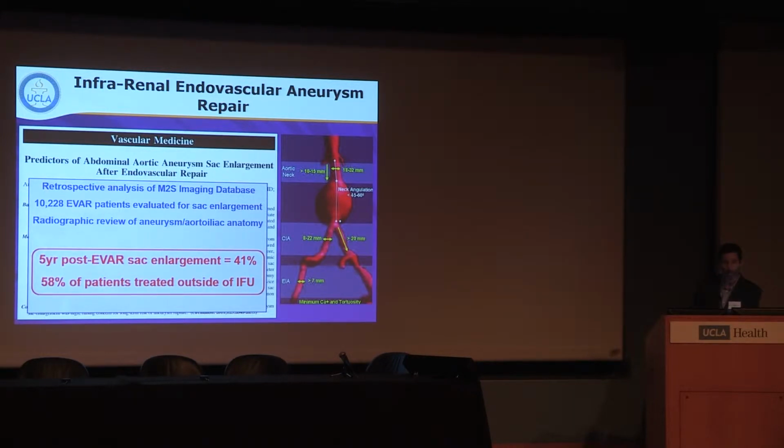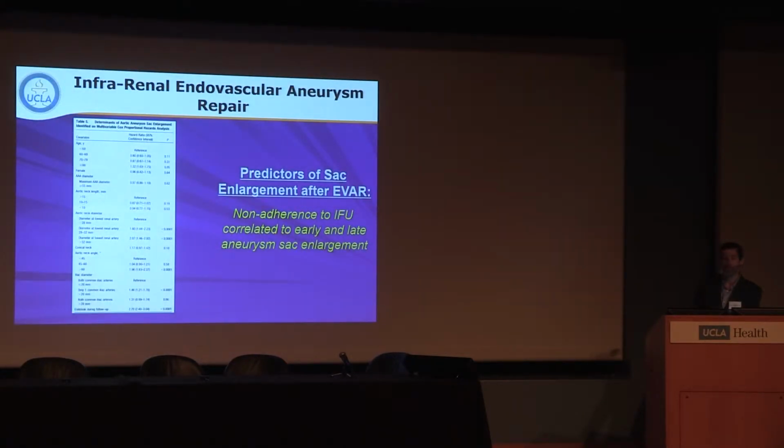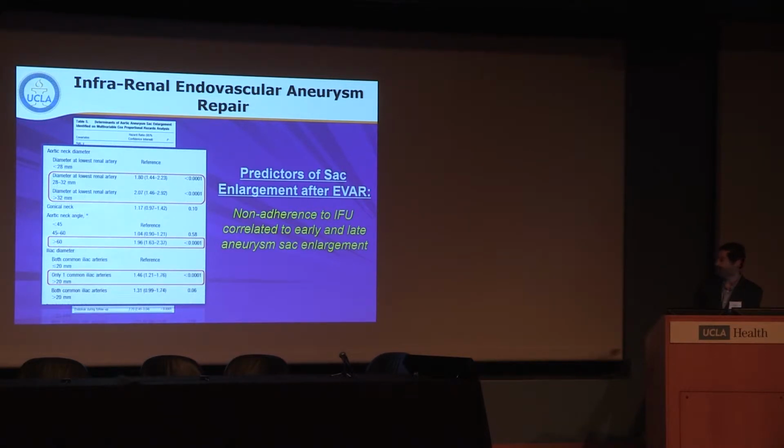Also of note, and probably most important in this study, is that 58% of the patients they evaluated in this database had aneurysm anatomy or aortic anatomy that was beyond the IFU, or instructions for use, for the devices. What that means is when you start pushing the limit of what these devices are designed to do, your outcomes suffer as a result. One of the things they noted was that non-adherence to the IFU resulted in increased likelihood of early and late sac expansion over time.